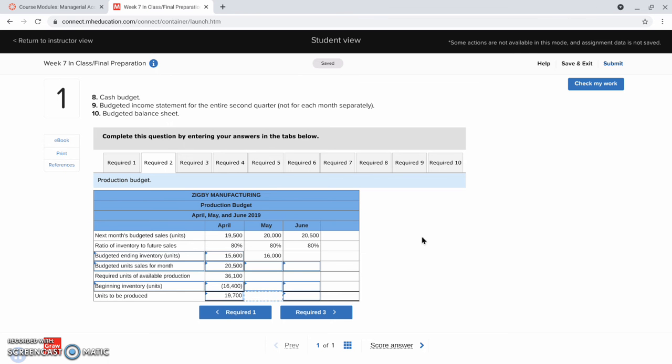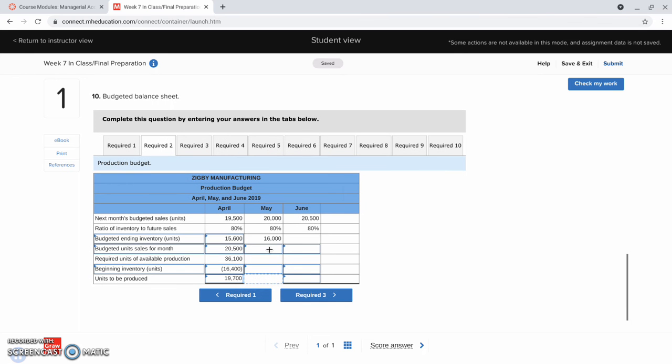So now we have our 16,000 rolls up to the top. Here we have 19,500, negative 15,600. Then we have 19,900. Rolls up to the top. We have 20,000. This is our negative 16,000. Then we have 20,400. We have total production budget of 60,000 units.